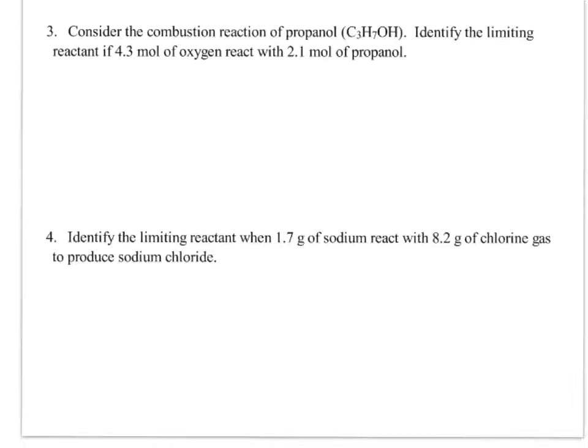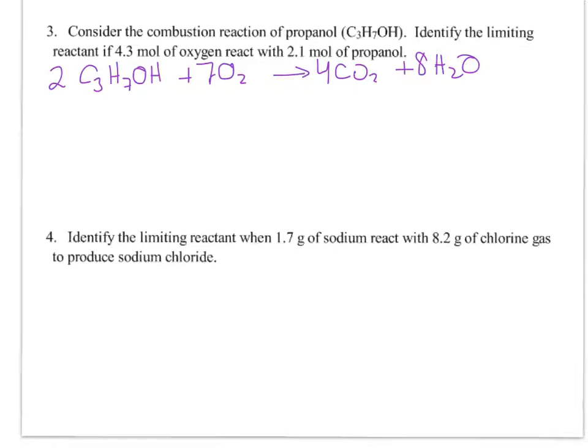So the first thing you always want to do is write out your reaction and balance it. So let's do that. So we got C3H7OH. It says combustion. We're burning, so that means we're adding O2. The products of combustion of a hydrocarbon are always CO2 and H2O. And let's balance our reaction. So we'll need 2, 7, 4, and 8, and that's balanced.